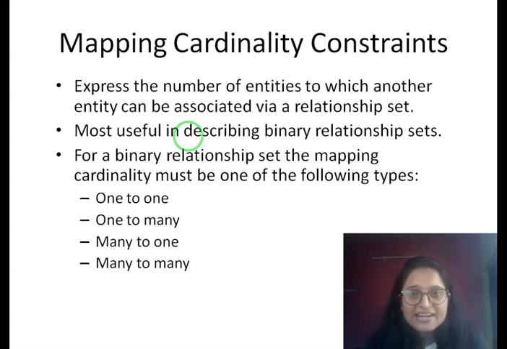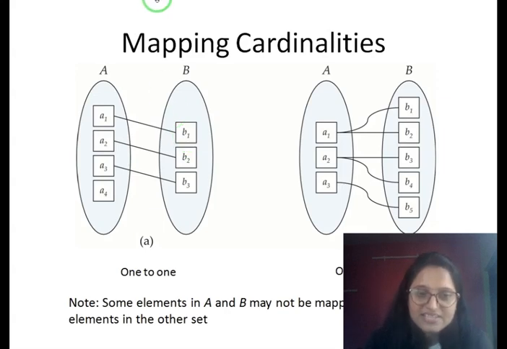Now, mapping cardinality. This is also a very important concept. Expressing the number of entities to which another entity can be associated via a relationship is known as the mapping cardinality constraint. It is most useful in describing binary relationship sets. Dear student, in a binary relationship, there are four types of mapping cardinality constraint: one to one, one to many, many to one, many to many. How? Let's take one example.